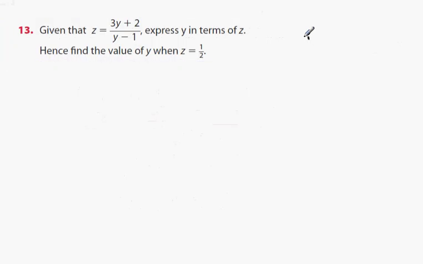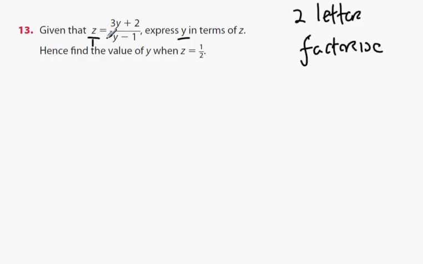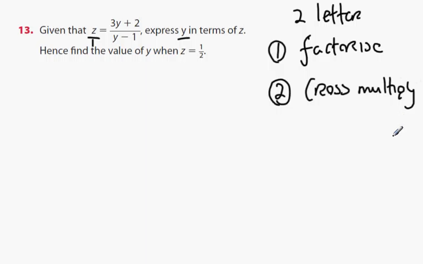This one is one of the more difficult ones in the chapter. Okay? Now to do this one, there's 2 letters of the same type, isn't there? The letter we want to get on its own is in there twice, isn't it? That means you're going to have to factorize. If it's in a fraction, you're also going to have to do 2 things. You're going to have to factorize, and the second thing you're going to have to do is cross multiply. You're always going to have to do this. So you're going to factorize and you're going to cross multiply.